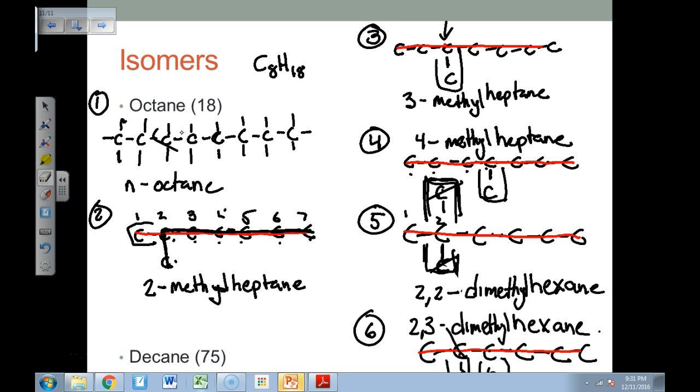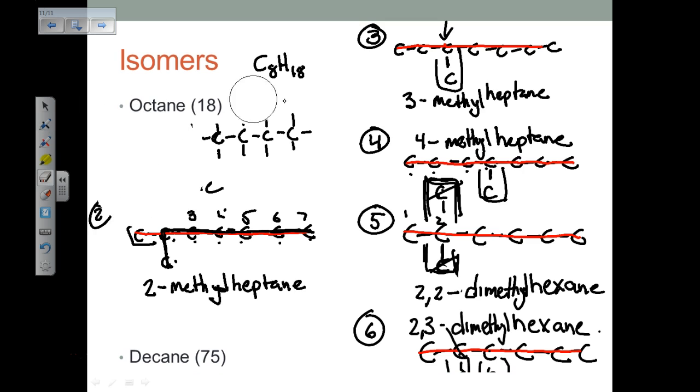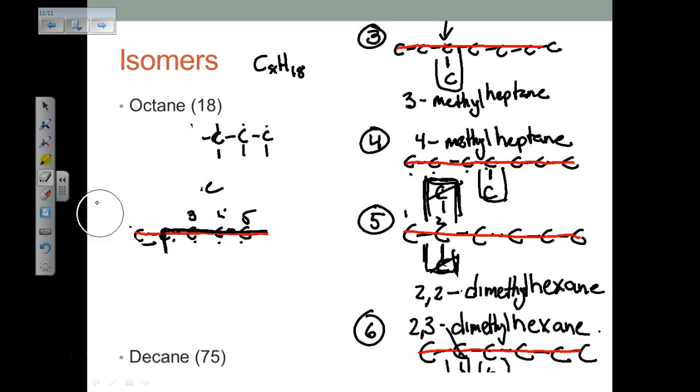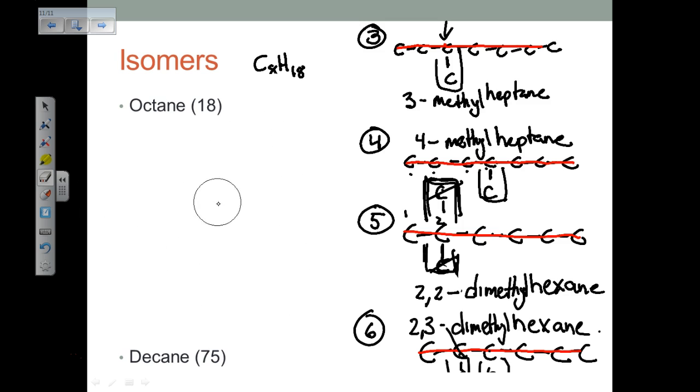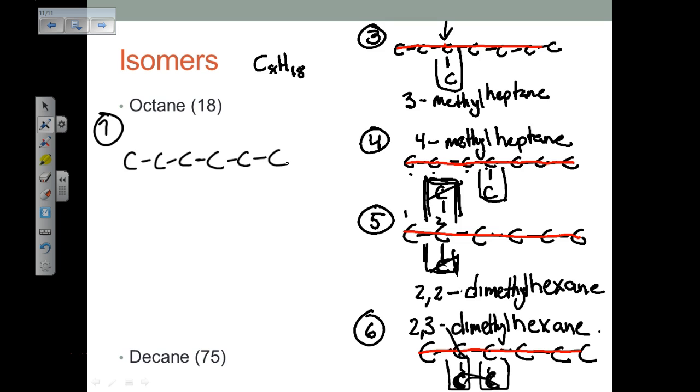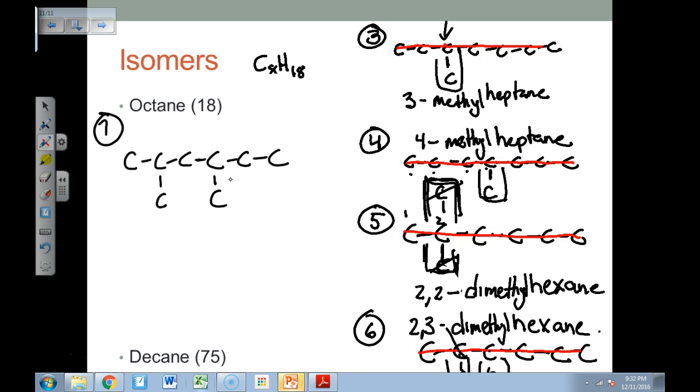I'm going to erase some of these guys, because I want to be able to have some more room here. Okay, now let's do another one. Here's 7. Okay, so again, 6. And now we're going to put a carbon here. And what if we put a carbon here? Methyl, again, it's another 2-methyl chain. Now, let me use this as my example for how to number this.